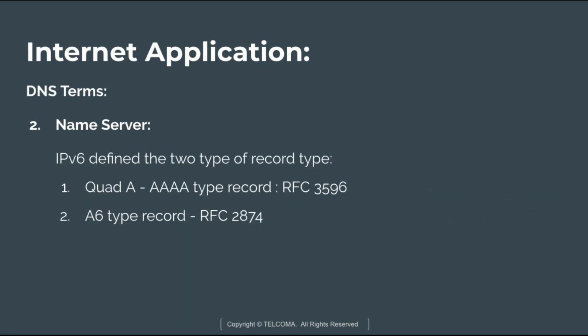Here IPv6 defines two record types, the Quad A and the A6 type record. The Quad A is defined in RFC 3596 and the A6 type record is defined in RFC 2874. These are designed to make renumbering of networks and prefix changes easier for the network administrator. Other DNS record types like the NS record and PTR record remain unchanged. There is a change in the Quad A and A6 type records in IPv6, so these two support the changes for the IPv6 network.